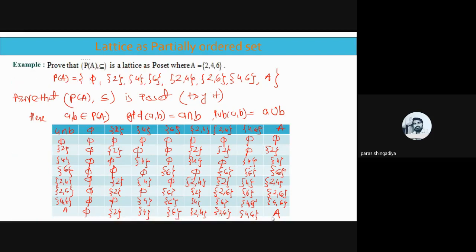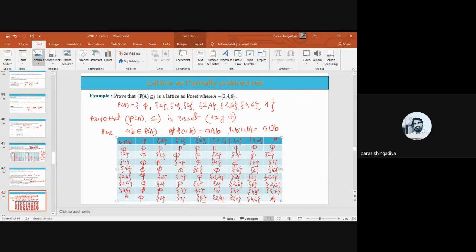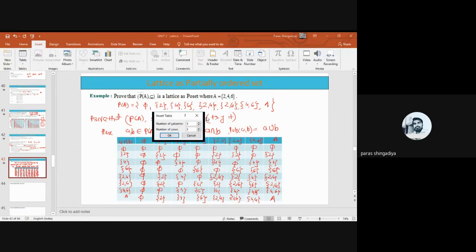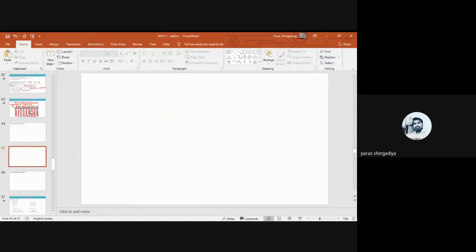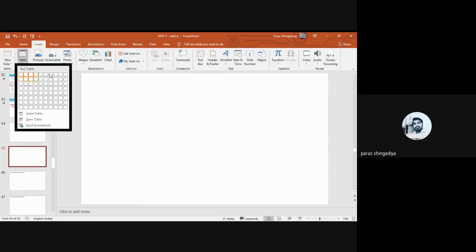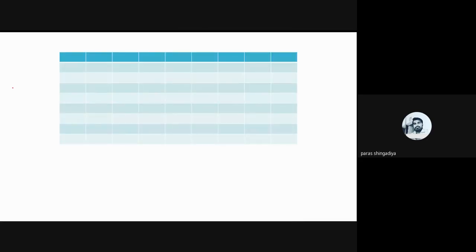So let us prepare it, the second table. And it is easy to find the union. Just 1 minute. So now let us find the A union B.